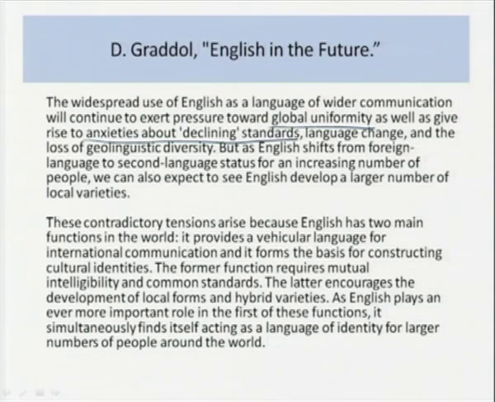This is something that is anyway going to be there, and this is a point highlighted in this essay by Graddol. On the one hand, there are these contradictory pulls. Because of the increasing use of English as a language of wider communication across nations, there will always be this pressure for global uniformity in the use of the language.